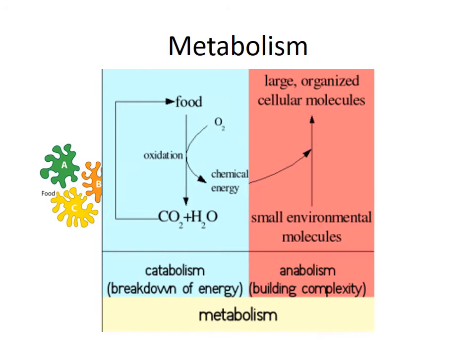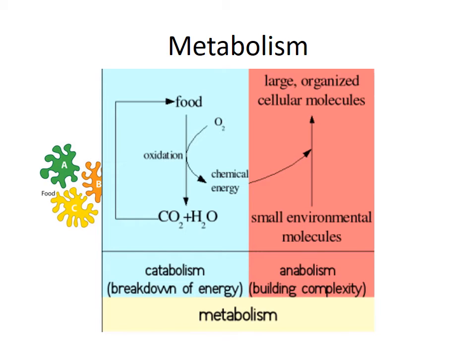Here's another more diagrammatic version of this, where on the left-hand side we have catabolic pathways. Catabolic, remember, that means breaking things down. And so we're going to be taking our food in, and we're going to break the large complex food molecules down into smaller things such as waste products, CO2, carbon dioxide, and water, and we're going to release energy in the form of chemical energy. And we're going to use that chemical energy in order to build things.